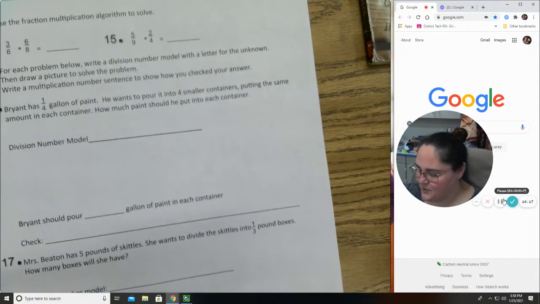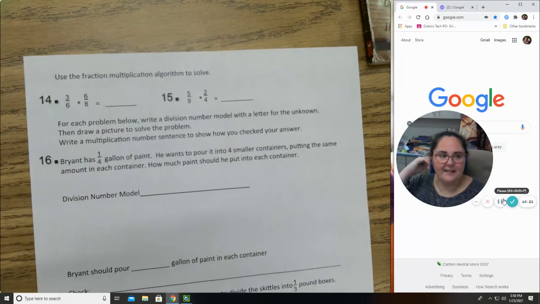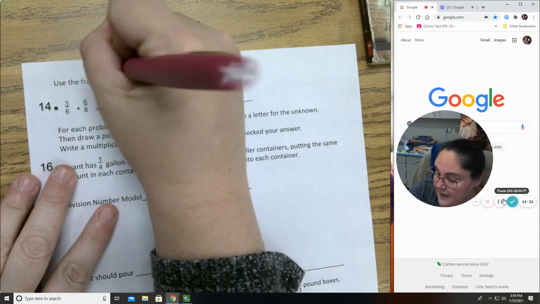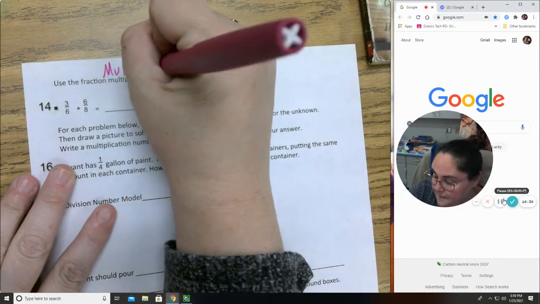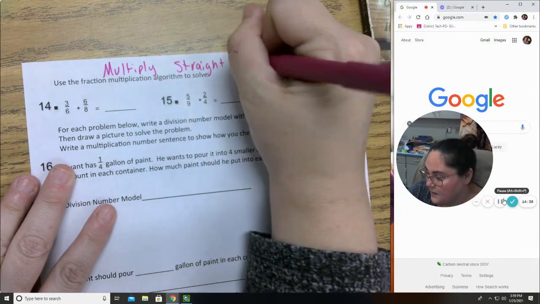All right, we do have a few more questions. We have 14 through 17. These I think are probably some of the easiest questions, at least at first, because you're multiplying fractions. And we know when you multiply fractions, you multiply straight across.